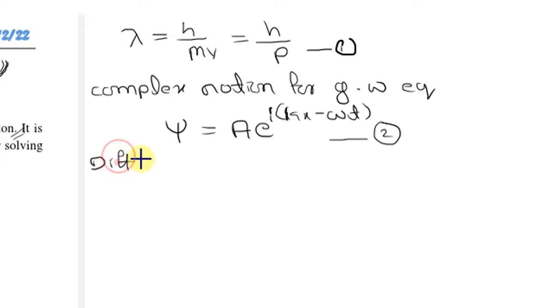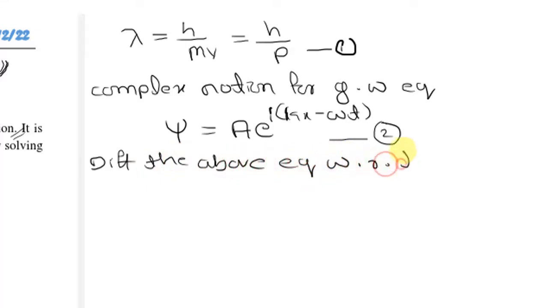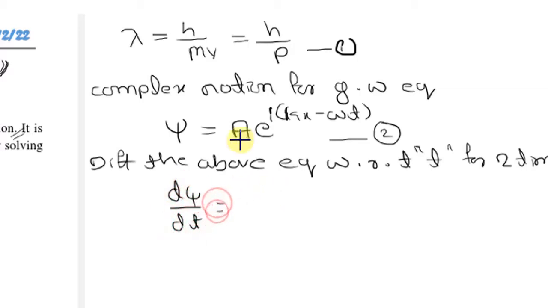Differentiate the above equation with respect to time two times. The first differentiation gives d psi by dt equals A as it is, I hope you know the differentiation part, e raised to i (kx minus omega t), so i e raised to i (kx minus omega t) into omega.